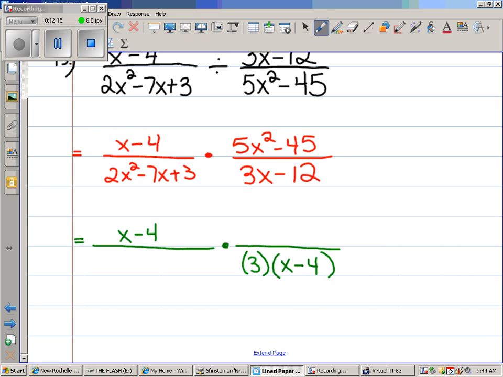How about that one on top? 5x squared minus 45. Does it have a GCF? Let's pull that 5 out. That's 5 times x squared minus 9. Right? Now, x squared minus 9 gets factored into being what?